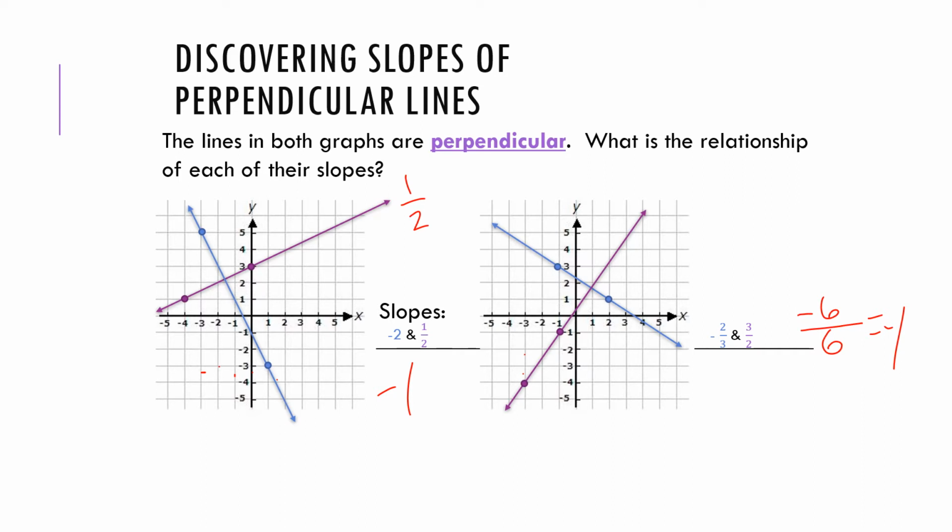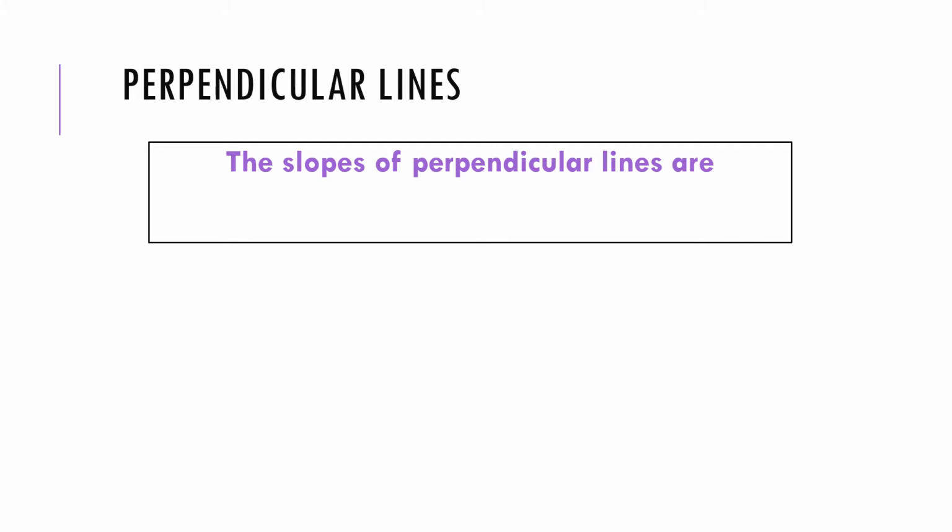But what can we say about their slopes? If we are looking at the slopes of the lines that are perpendicular, they are opposite reciprocals. So one's negative, one's positive, and then the slope, like the fraction, flips. You have the reciprocal.